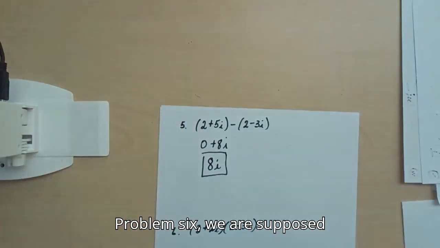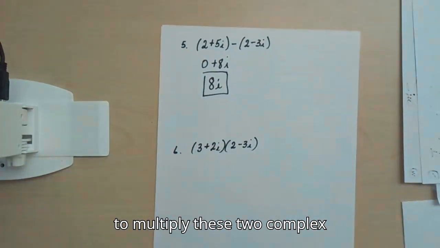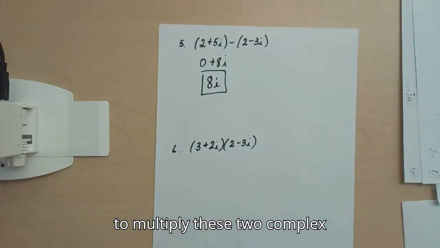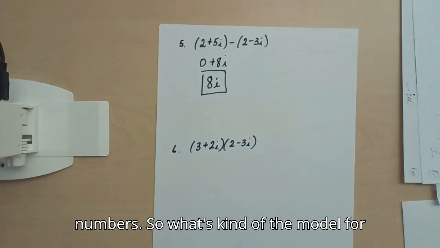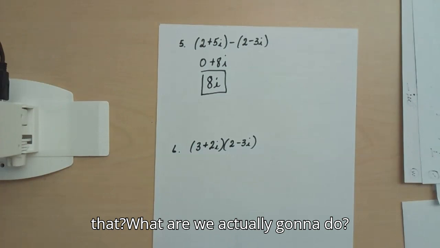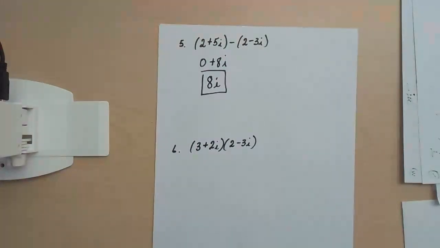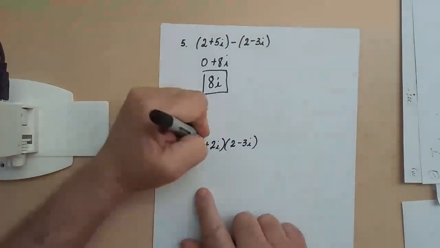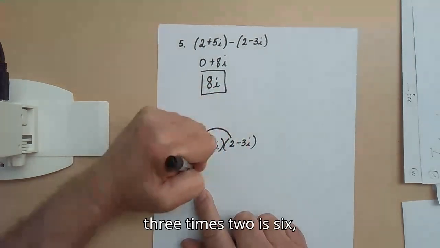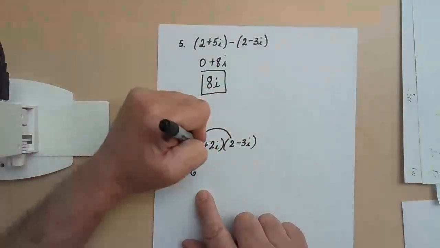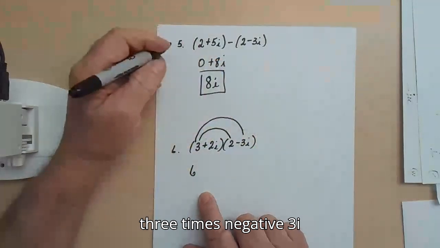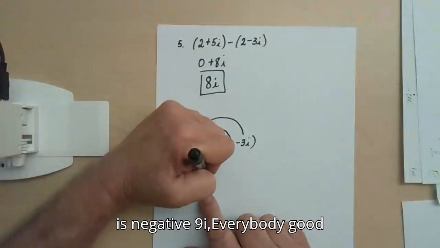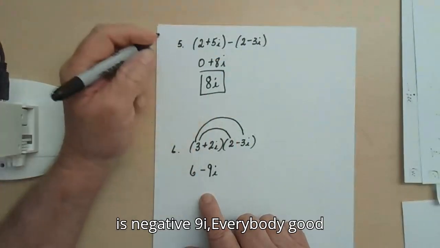Problem 6, we are supposed to multiply these two complex numbers. So what's the model for that? What are we actually going to do? FOIL, right? So when we FOIL, 3 times 2 is 6. 3 times negative 3i is negative 9i. Everybody good there?